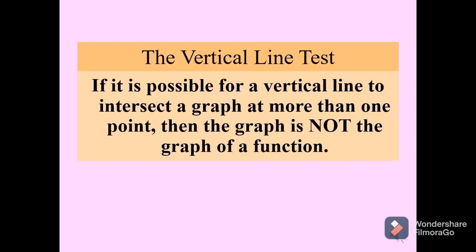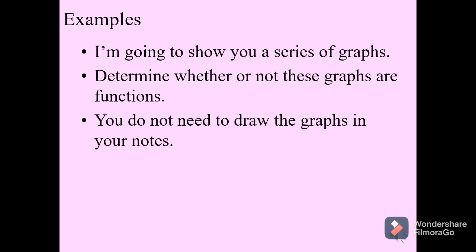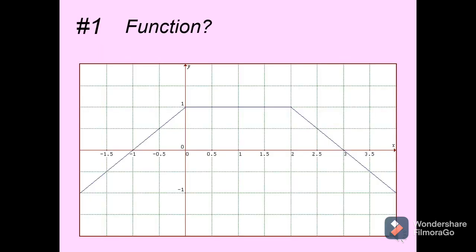Let's proceed with the vertical line test. If it is possible for a vertical line to intersect a graph at more than one point, then the graph is not the graph of a function. I'm going to show you a series of graphs. Determine whether or not these graphs are functions. You do not need to draw the graphs in your notes.